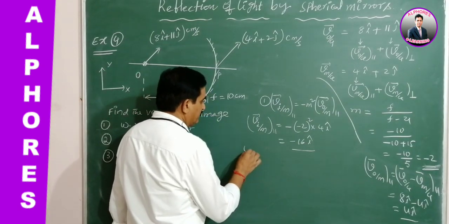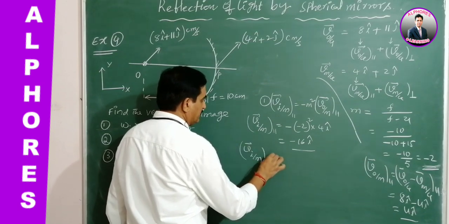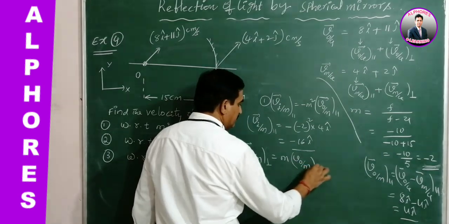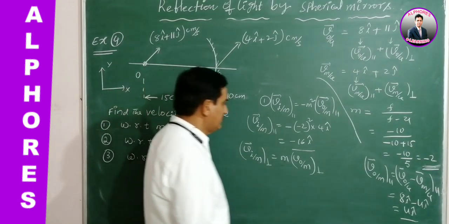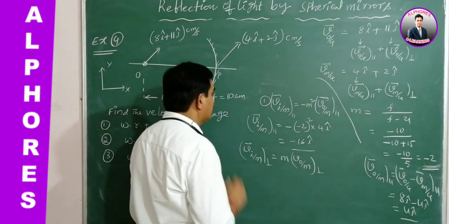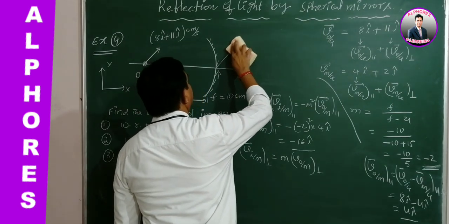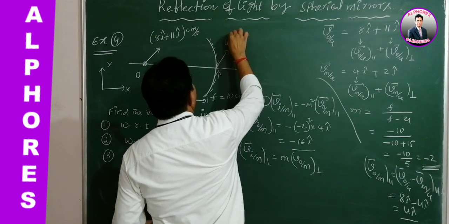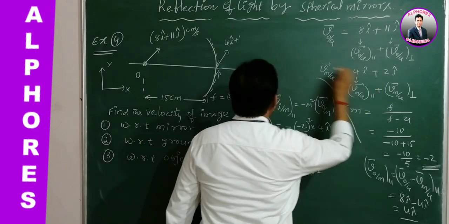Next, velocity of image with respect to mirror, that perpendicular component, which is m into velocity of object with respect to mirror. This is perpendicular. And one more point remains. Here we have to develop that also. See, I remove this. Of course, right here 4i plus 2j.